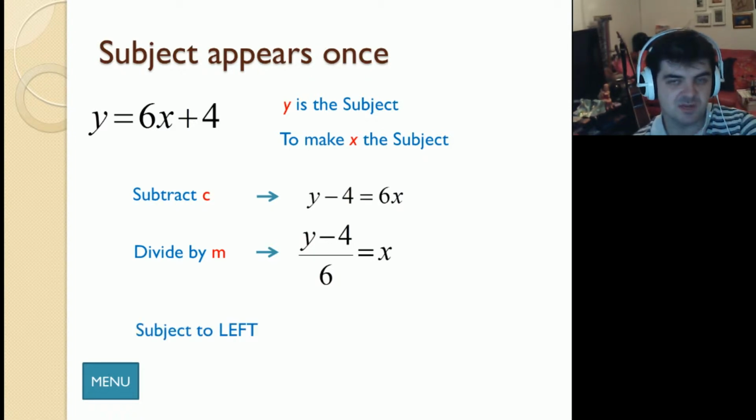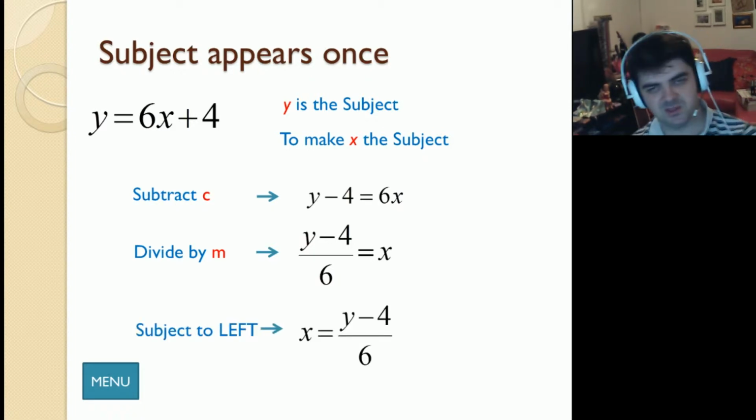You can change it around so the subject's to the left, so it'll be x equals y minus 4 over 6. And that's as far as most of the foundation ones go. Those two rules together are the things that will keep you right.